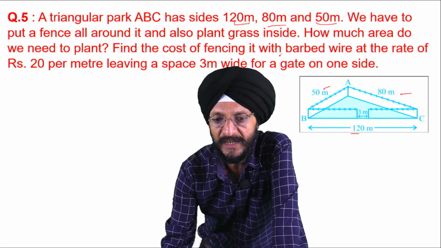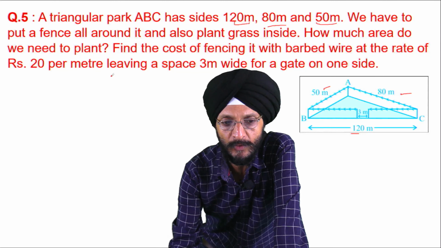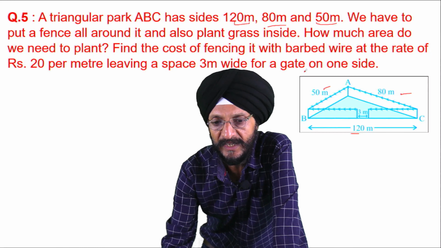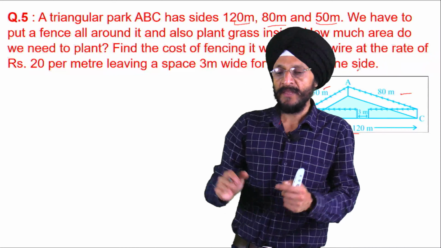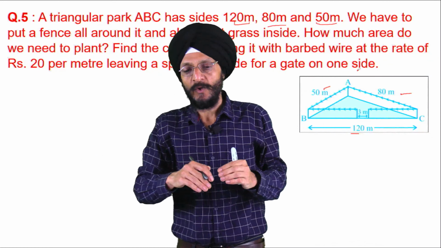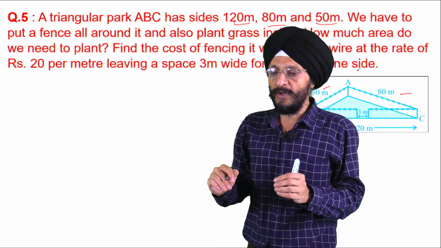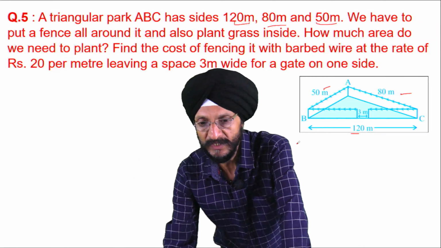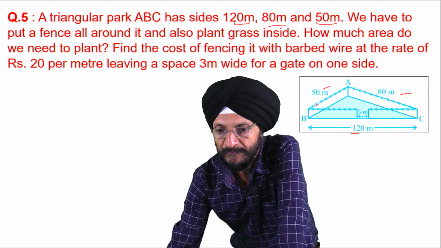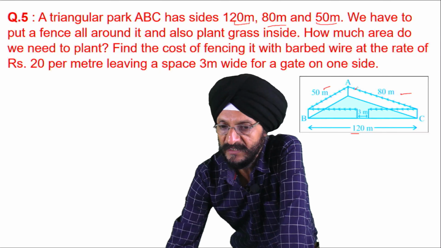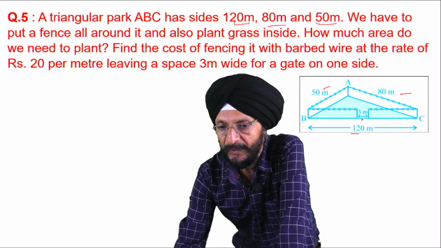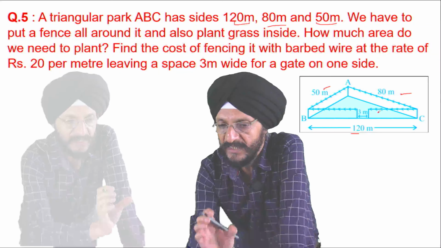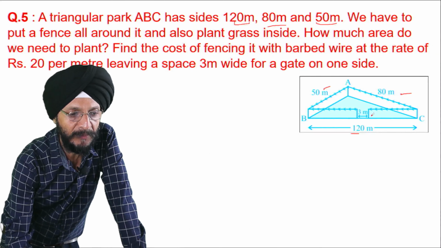Find the cost of fencing it with barbed wire at the rate of 20 per meter, leaving a space of 3 meter wide for a gate on one side. It says that when we are putting the wires on all the sides of the triangular park, we will leave a space of 3 meter in between on one side. You can see that on the other sides AB and AC, the wires are being put in full. But on the side BC, there is an entry gate of 3 meter. That is, the wires will not be put in this 3 meter.